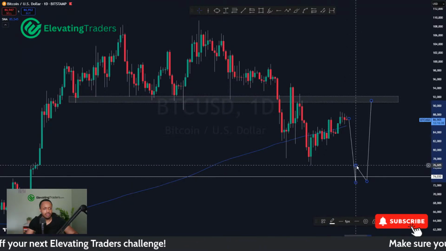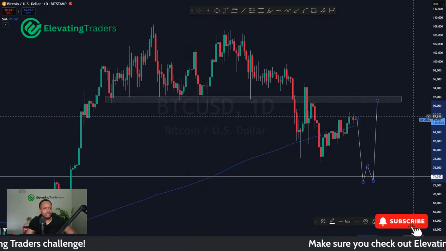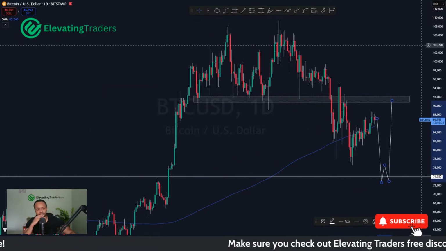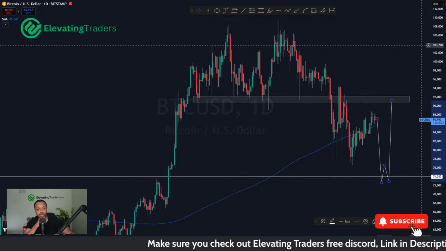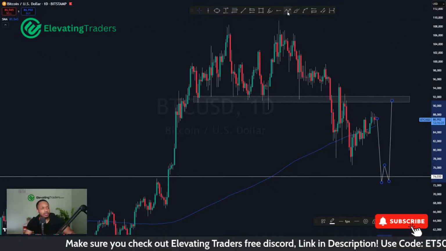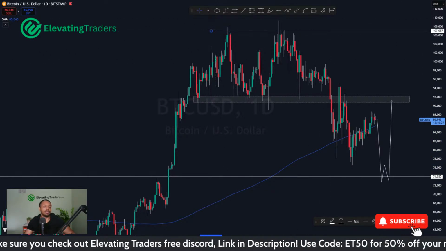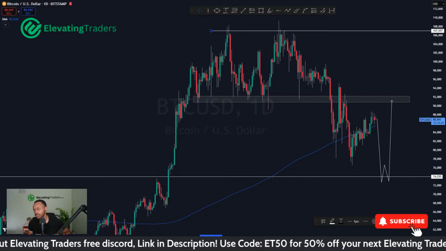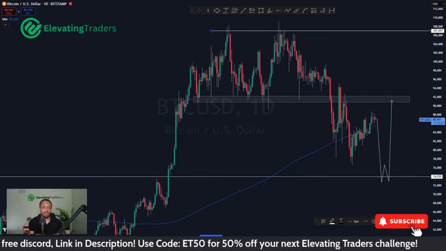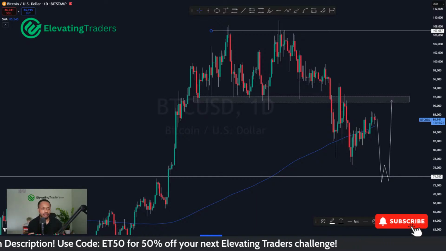Is that the right word? Gravitated or gravitating? You guys know what I mean, towards that level there. So I think that'll be a nice place for a buy. I'm not quite banking on a push back to all-time highs just yet for Bitcoin. I feel like we might have a much deeper correction, maybe 50%, something like that.